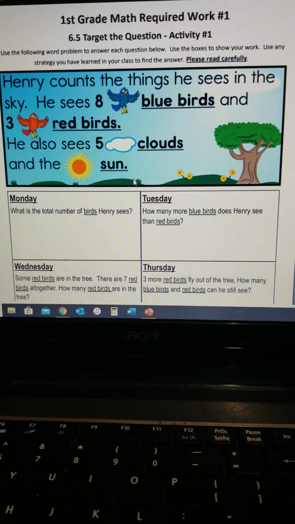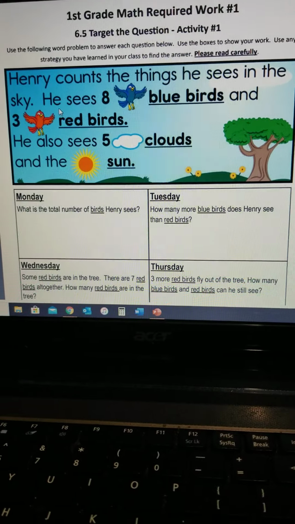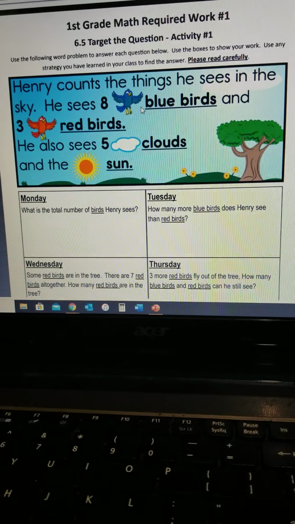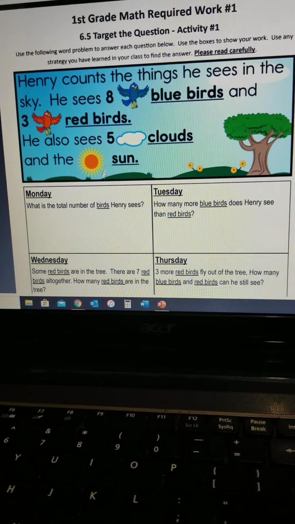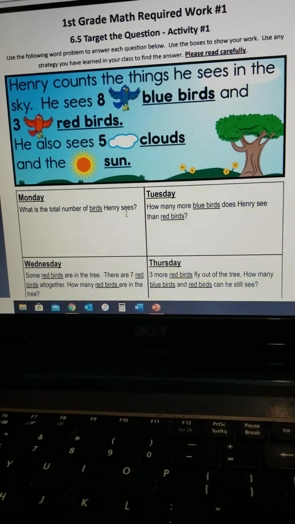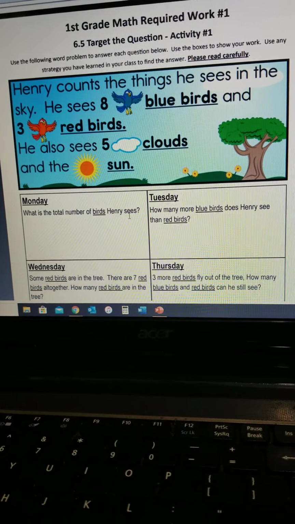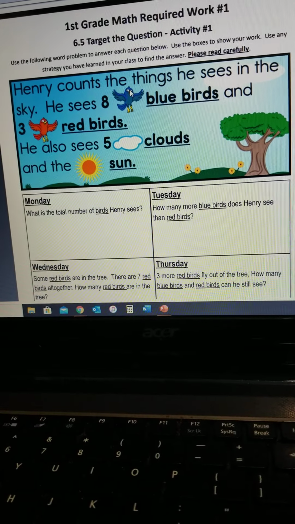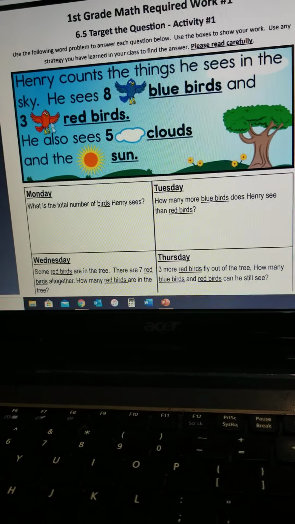Math 6.5. Your target questions are going to be based on this picture here. Henry counts the things he sees in the sky. Your first question asks, what is the total number of birds Henry sees? So you're looking at all the birds that Henry sees in the sky. That means the blue and the red birds together.